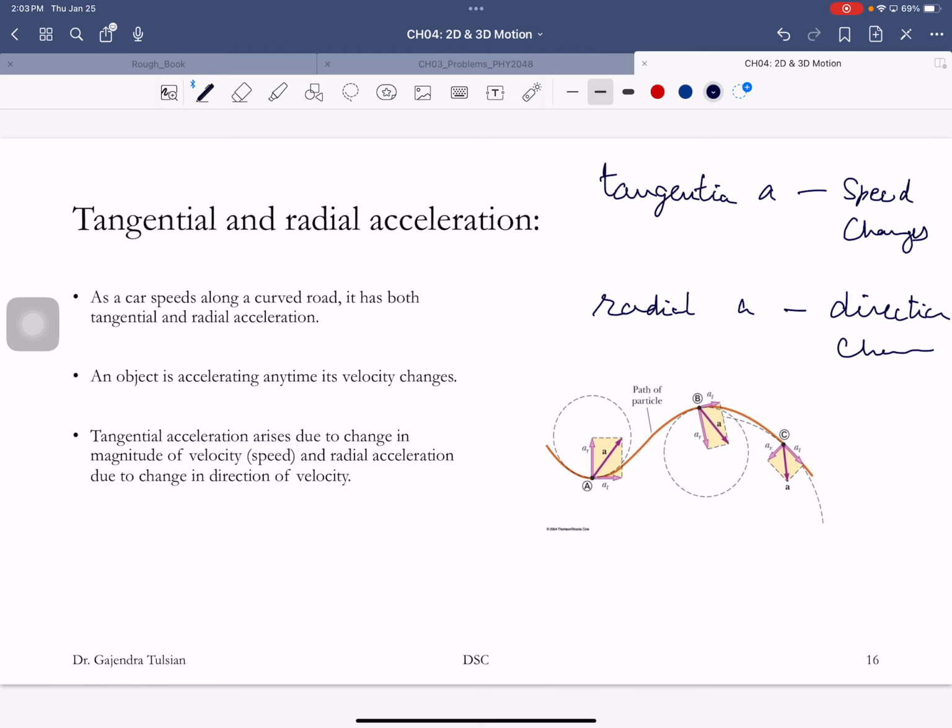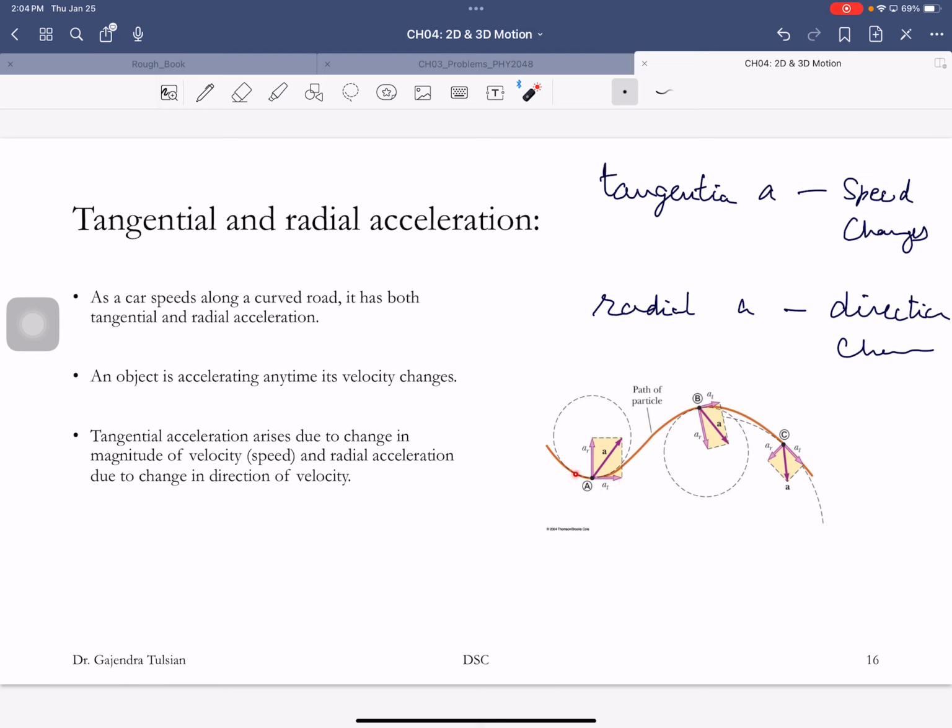So, for instance, let's say here's a curved road, and if you were driving at constant speed, then this tangential acceleration would be 0. Again, you see why you call it tangential acceleration, because it's tangent to the path. So if your speed were not changing, then that would be 0.